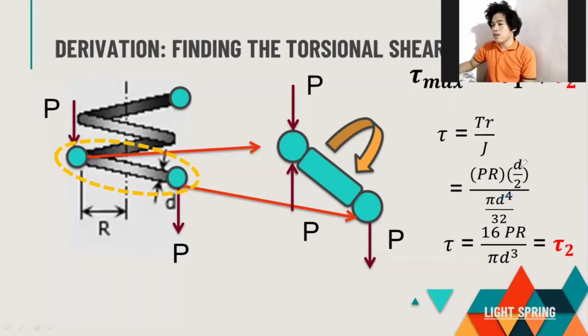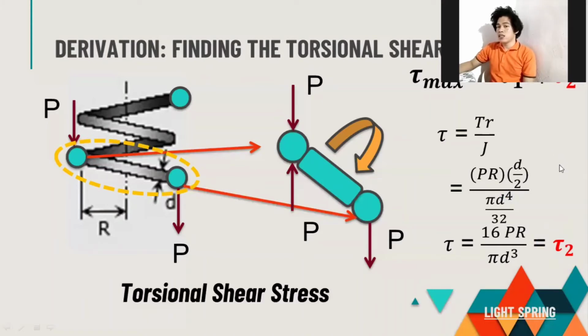And then, class, what if we move this here? We can, so let's just move it there. What happens now when you move that is 32 divided by 2, so we have the 16. That is why there is a 16 there. PR, and what remains is pi D raised to 3. And that is our tau 2, or torsional shearing stress. That is our torsional shear stress. So, we have gotten the two. Now let's just add them.